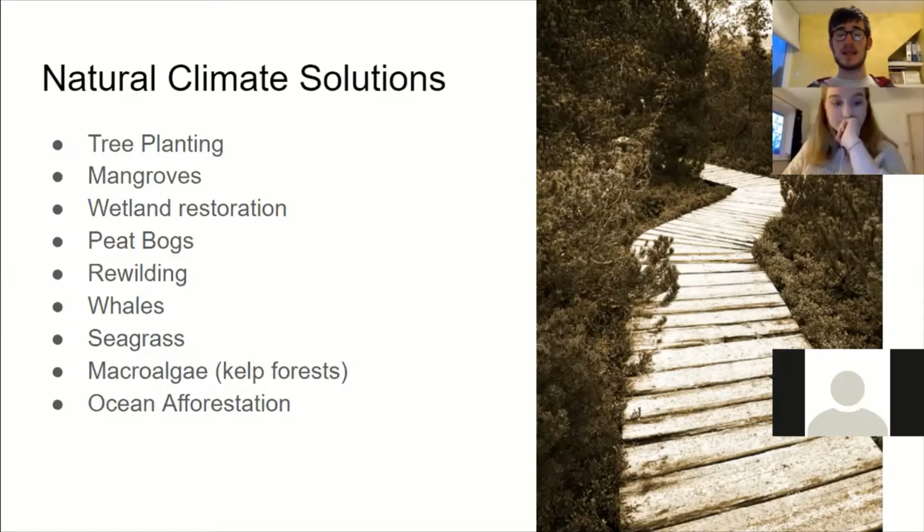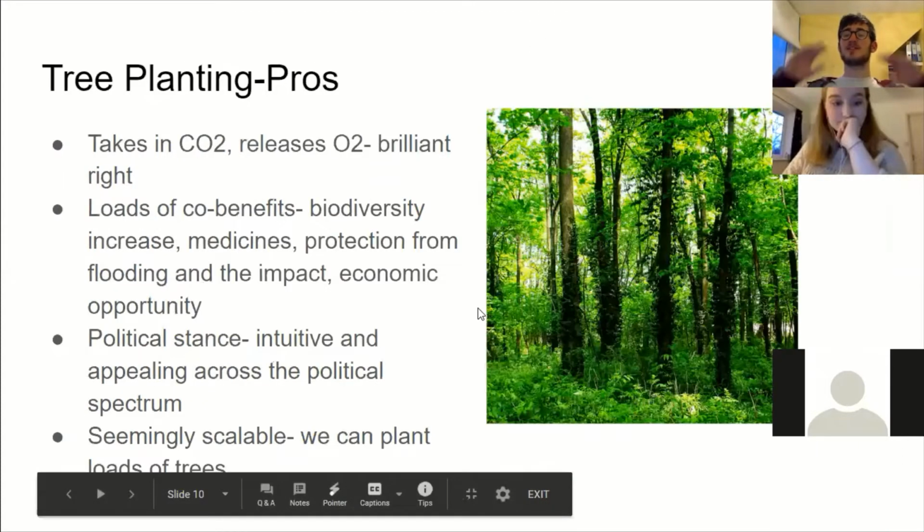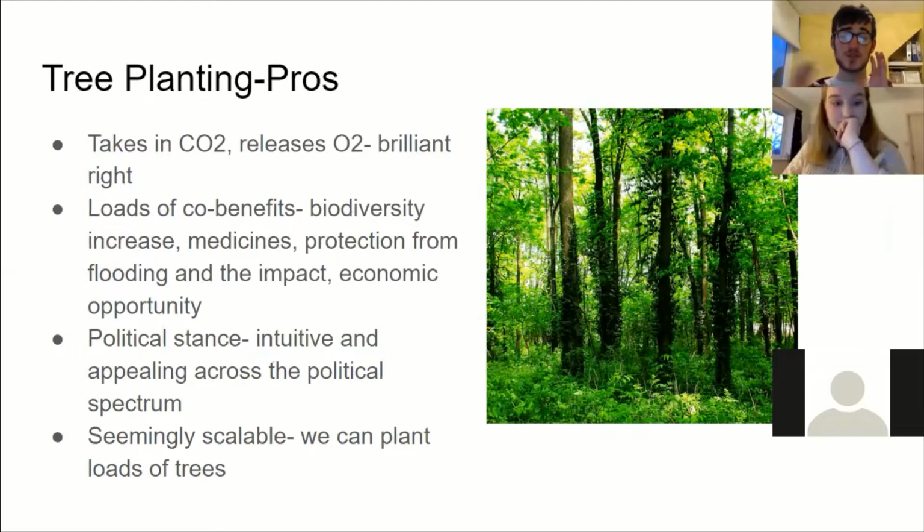On the screen, there's a list of potential natural climate solutions, and I'm going to go into detail on two of them. So the first one is the most obvious, the one most people say, which is let's just plant trees. Why don't we just plant tons and tons of trees? And I think there are pros to planting trees. Firstly, a tree does pretty simply take in CO2 and release oxygen. We need less CO2 in the atmosphere, and oxygen's good for us.